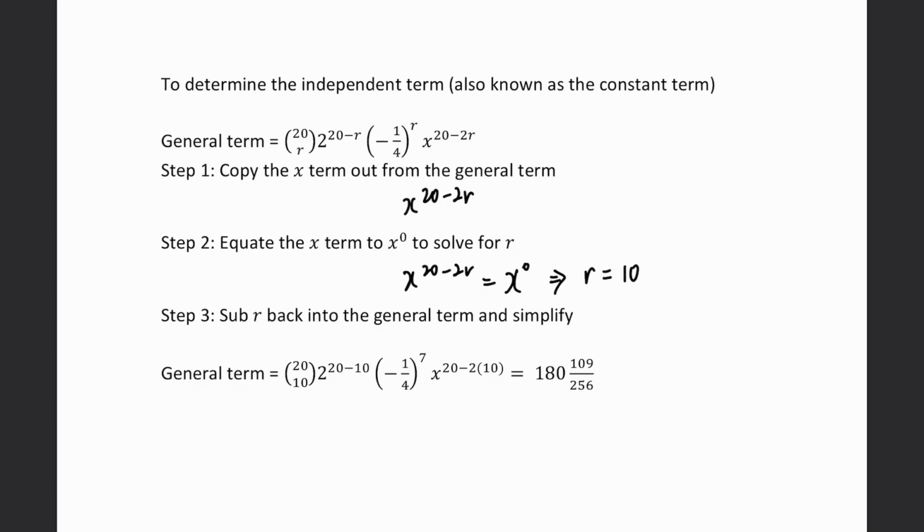Lastly, sub r back into the general term and simplify, which is as shown below, and then we will get this. So this is how we find a specific term from a binomial expansion.